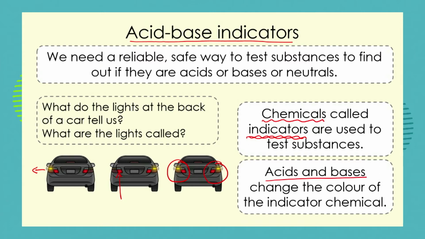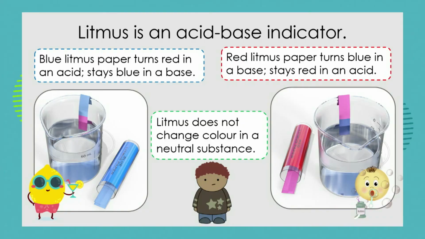And the acids and bases are going to change the color of the indicator, not the acid and base isn't going to change color. They're going to cause a chemical reaction with the indicator, and they'll cause the indicator to turn color. And remember, in our last lesson, we learned about litmus, and we said that blue litmus paper, here's a sample of blue litmus paper, it's going to turn red if it's dipped into an acid, but in a base, it stays blue.